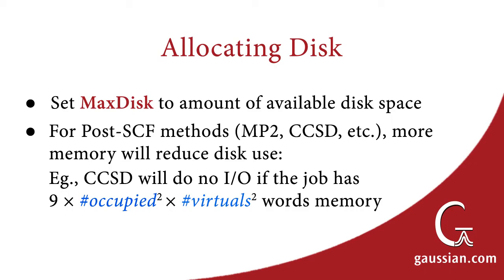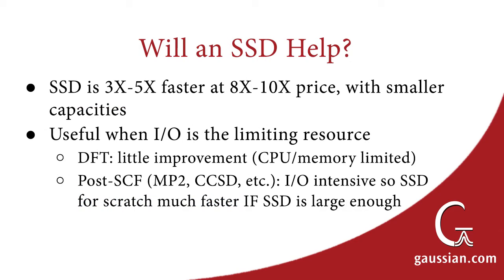Solid-state disks can also greatly speed up disk I/O. SSDs are 3 to 5 times faster than high-performance disk drives, at 8 to 10 times the price. SSDs also have much smaller capacities. An SSD can be useful for Gaussian calculations when I/O is the limiting resource.